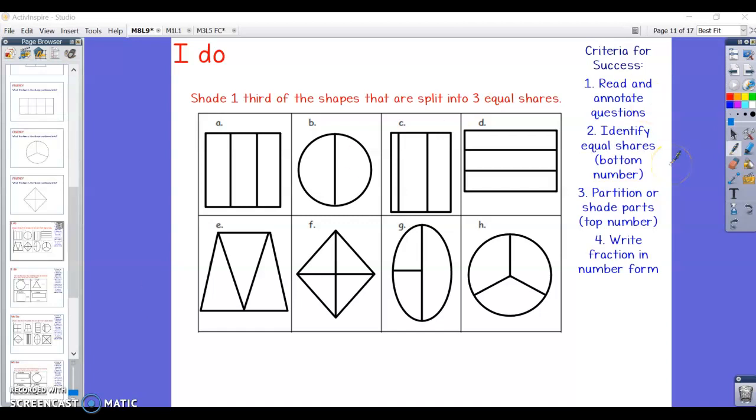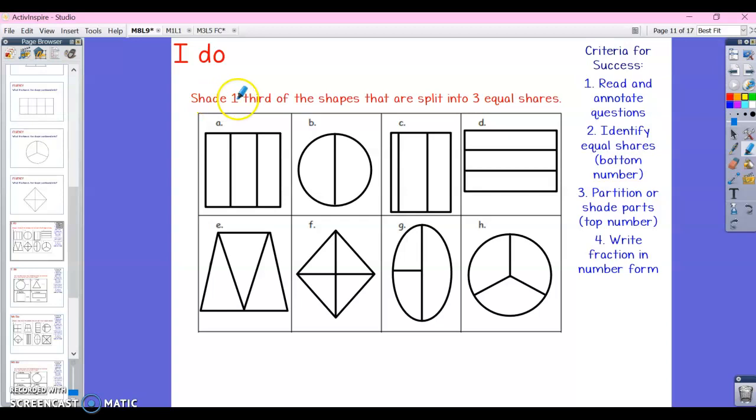Hey guys, we're back, and now I'm going to show you how to shade shapes that are already partitioned, and I'm going to show you how to partition and shade shapes yourself. So the first thing we're going to do is shade shapes that are already partitioned. So let's read the directions.